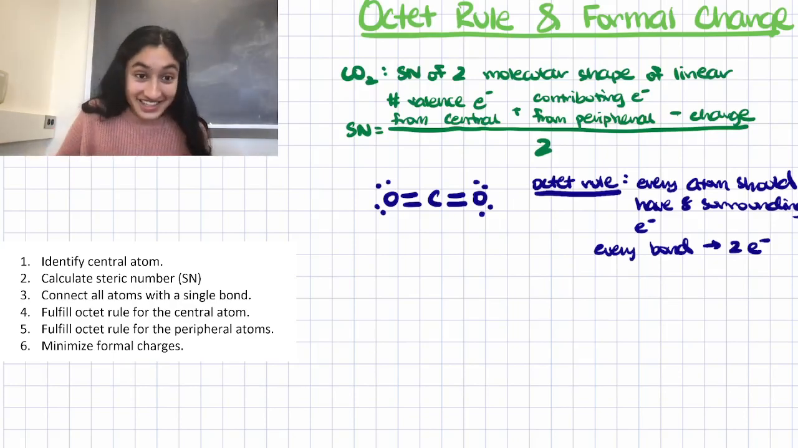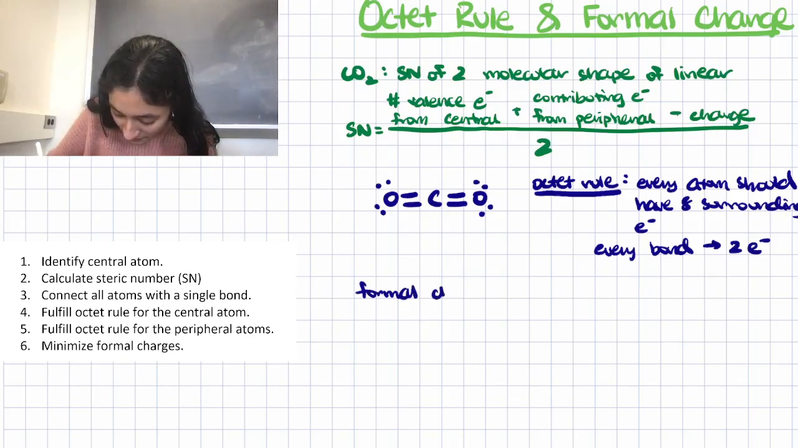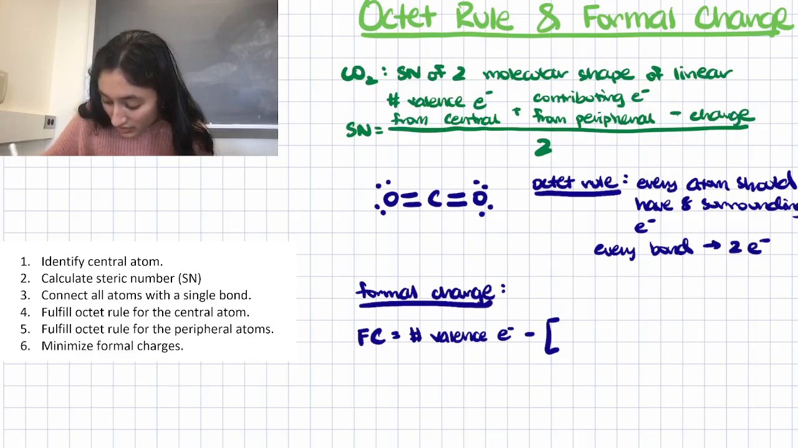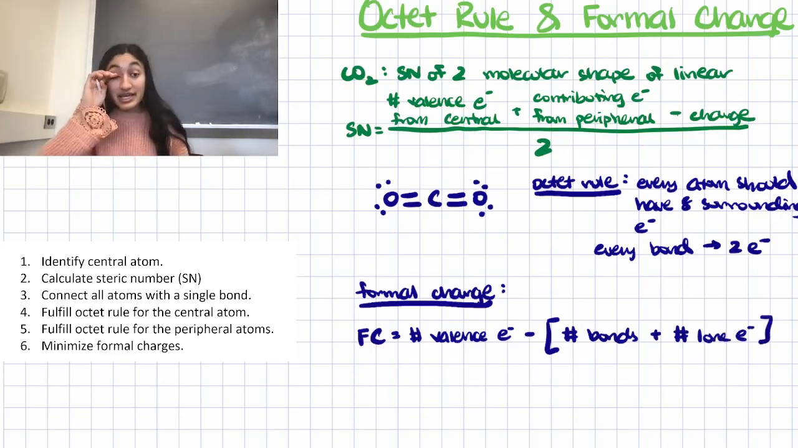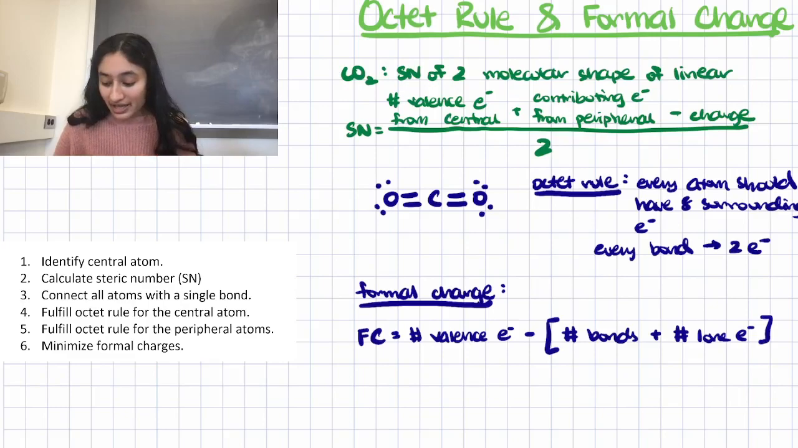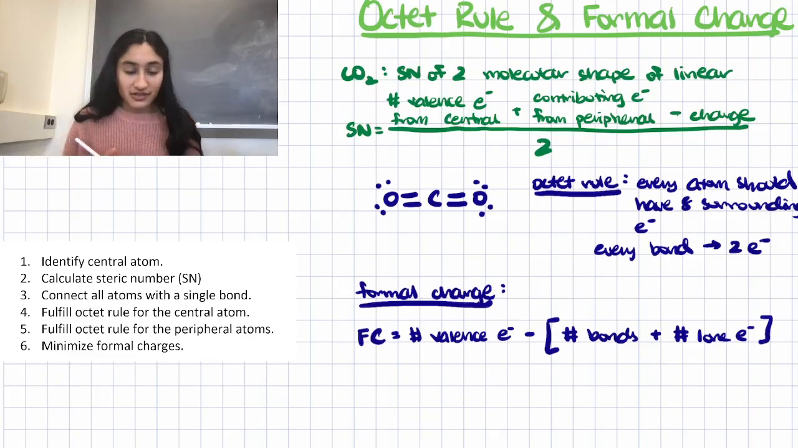So what is formal charge? Formal charge can be calculated as the number of valence electrons of the atom minus, in parentheses, the number of bonds plus the number of lone electrons. Notice that I said lone electrons and not lone electron pairs. So 1 lone electron pair counts as 2 lone electrons, and then the number of bonds is self-explanatory.